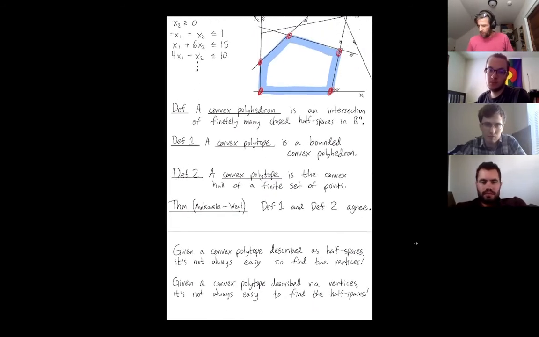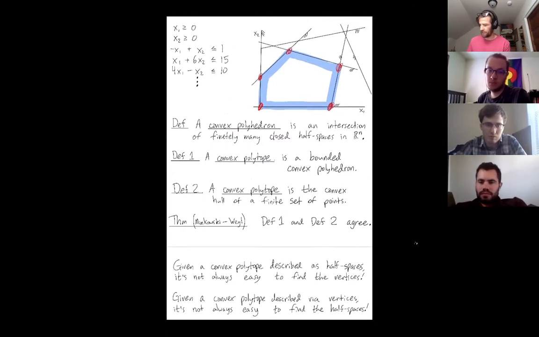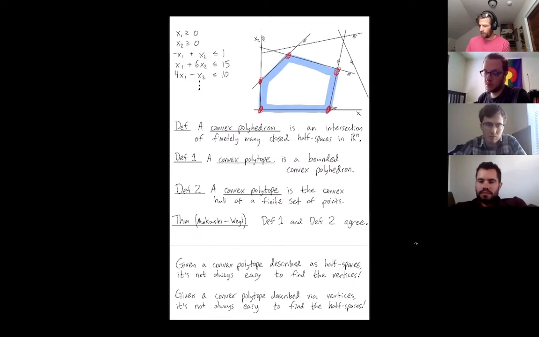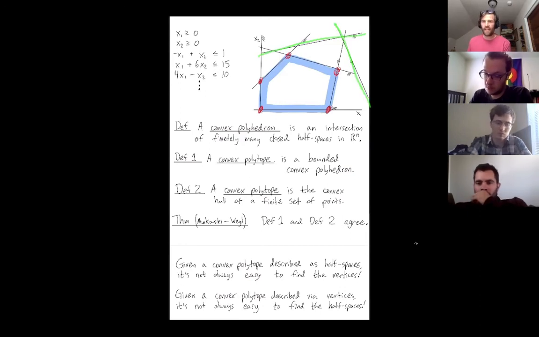Given a convex polytope described as half spaces, it's not always easy to find the vertices. So pretend I gave you these 7 constraints, including this one and this one. It's not so easy to find the vertices of your polytope, right? Because you might have to check these other possible vertices. Are those vertices of your polytope?